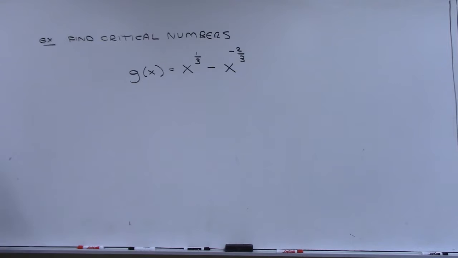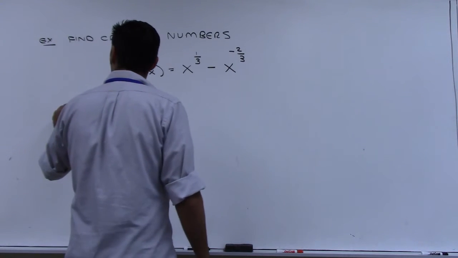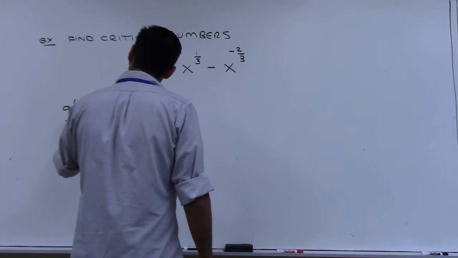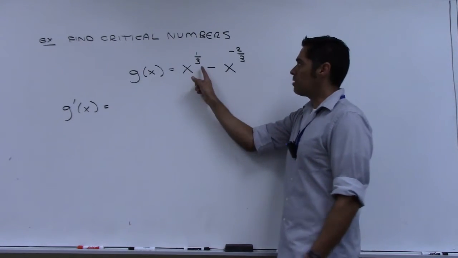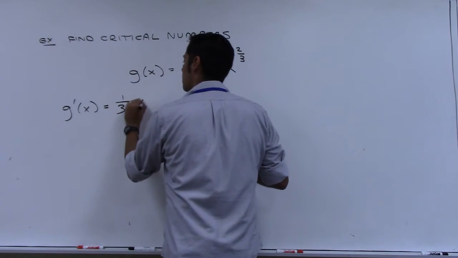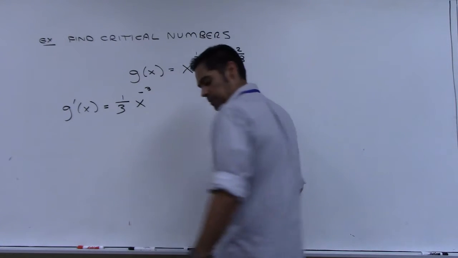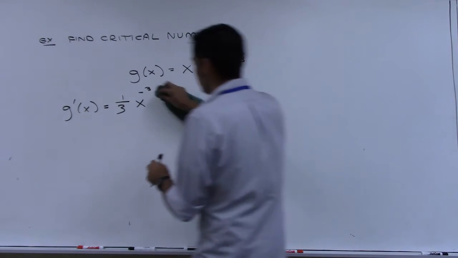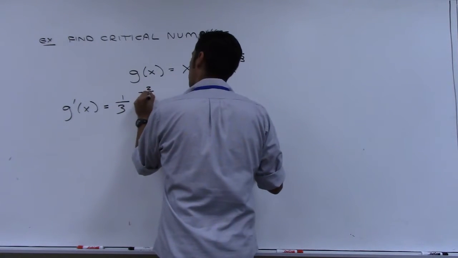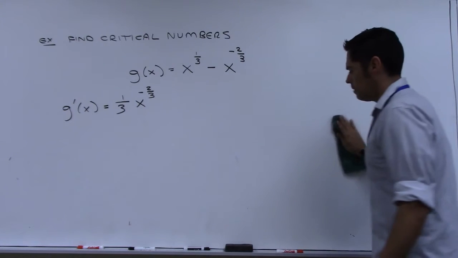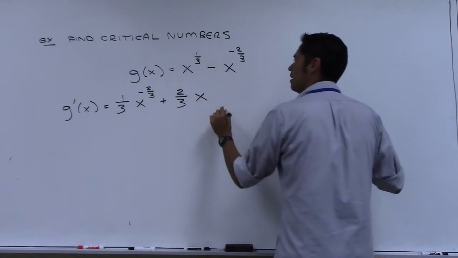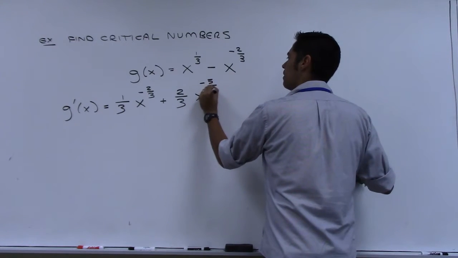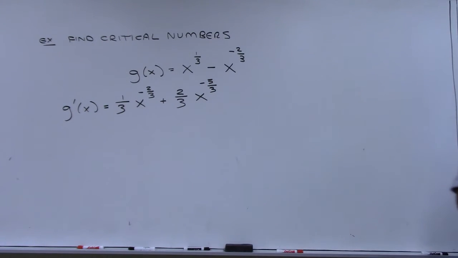Okay, let's go through the method. Let's find the critical numbers. So we're going to need the derivative, right? The derivative of this, 1/3 comes out, right? Subtract 1 from 1/3, so 1/3 x to the negative 2/3. Minus or plus? Plus 2/3 x to the negative 5/3, right? Subtracting 3/3 from negative 2/3 is negative 5/3.